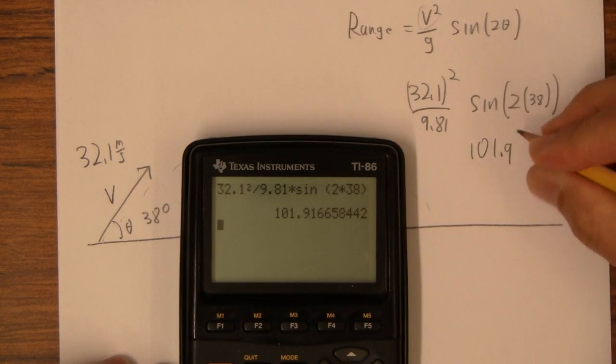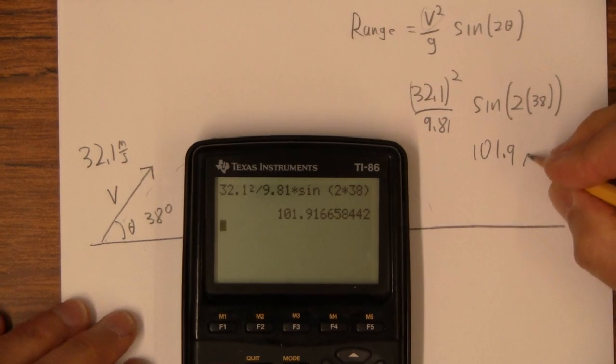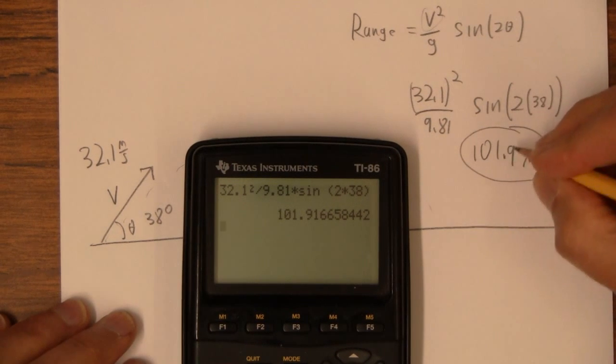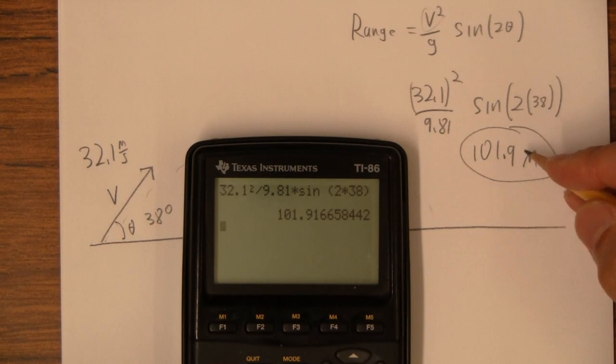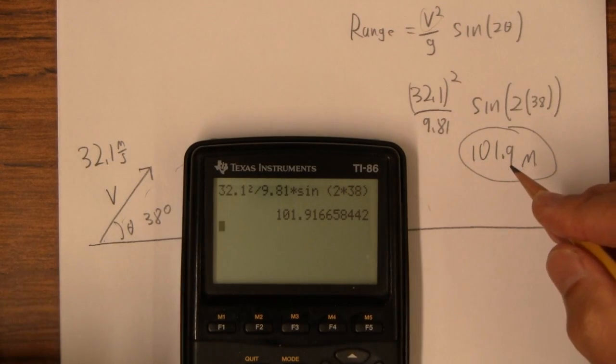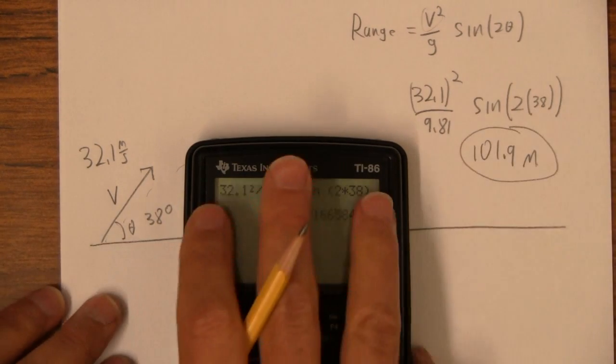Now, really, your rockets aren't going to go that far because we're neglecting air friction. They'll go about 80% that far. I'll just throw that out there for you. Okay, 101.9 meters.